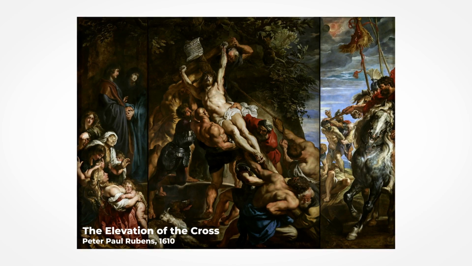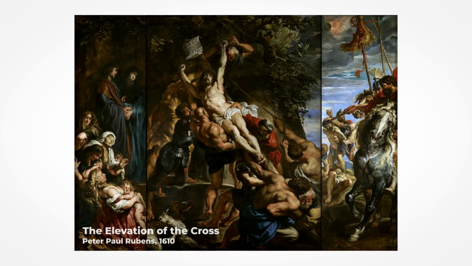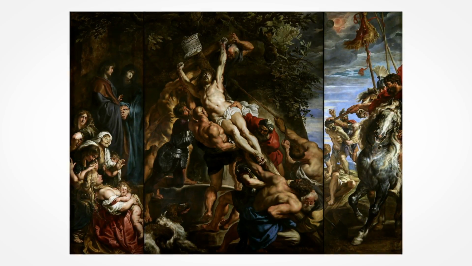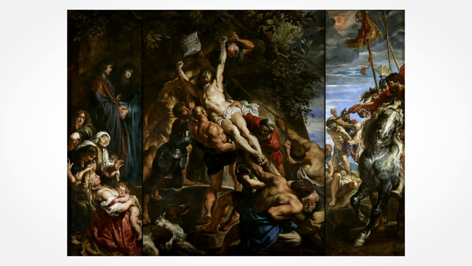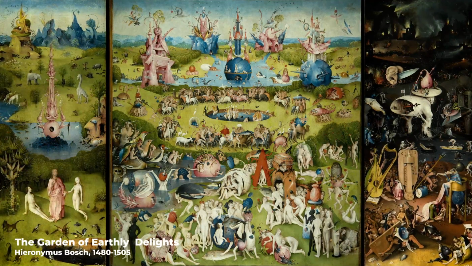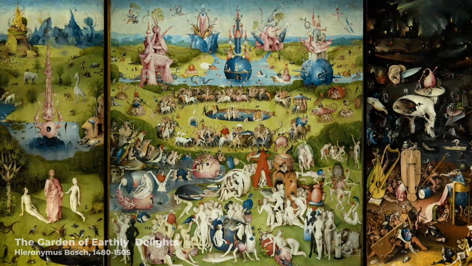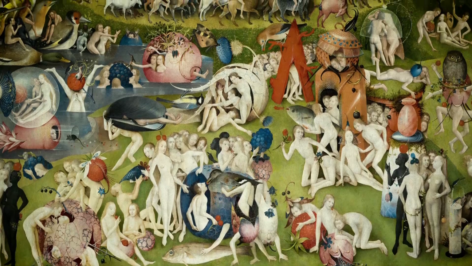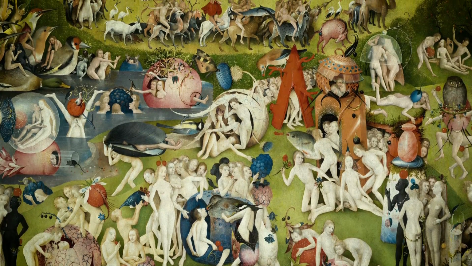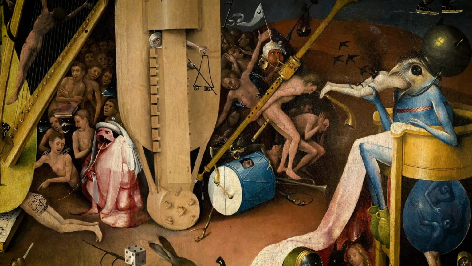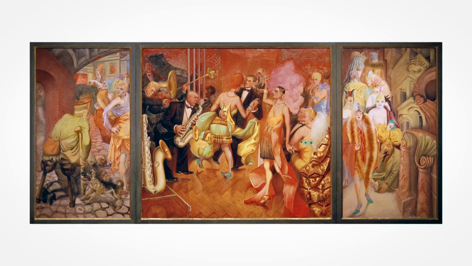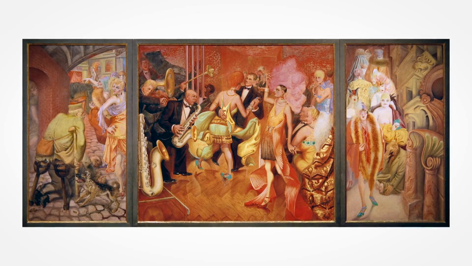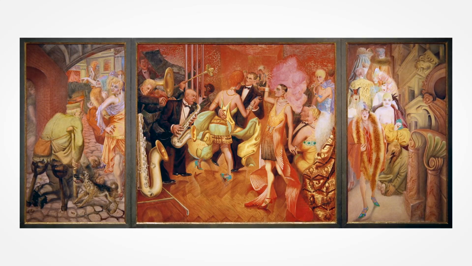A famous example of a triptych is Peter Paul Rubens' Elevation of the Cross, where you see a single scene deployed over 3 panels. A different example, The Garden of Earthly Delights, depicts 3 different scenes in a linear form: the creation of Adam and Eve, the Garden of Earthly Delights, and finally, Hell. In Metropolis, the 3 panels are used differently. It isn't one single scene, nor are the panels linear.